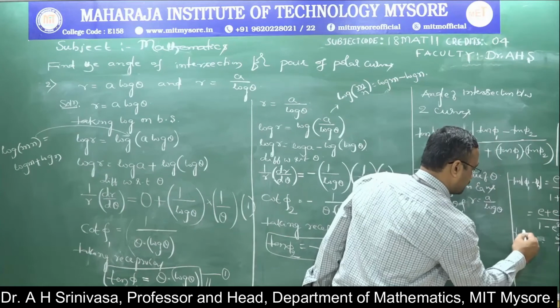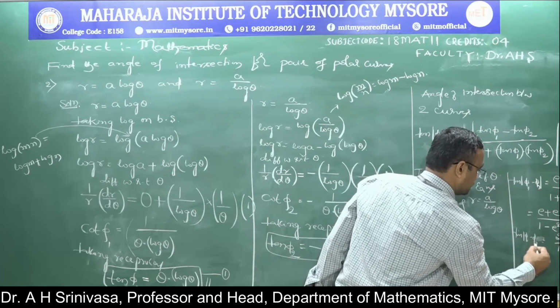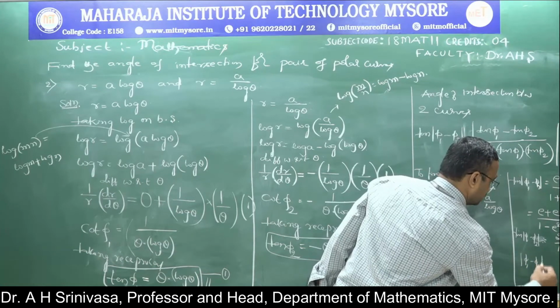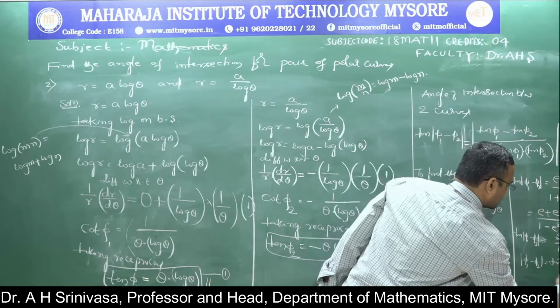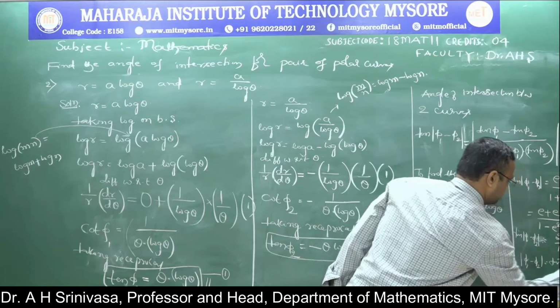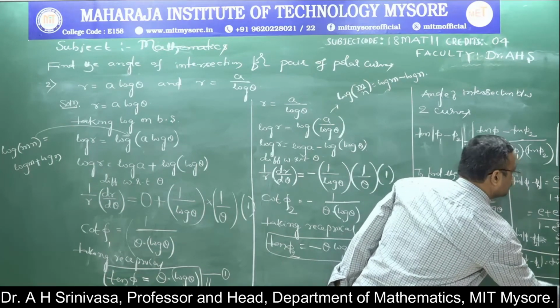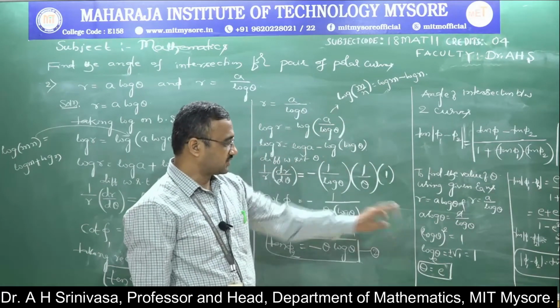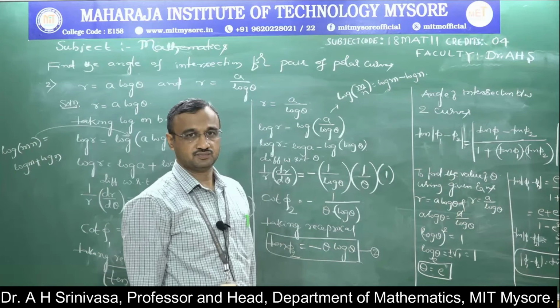That is tan of phi 1 minus phi 2. So phi 1 minus phi 2 is tan inverse of 2e divided by 1 minus e square. So this is the required solution for this particular problem.